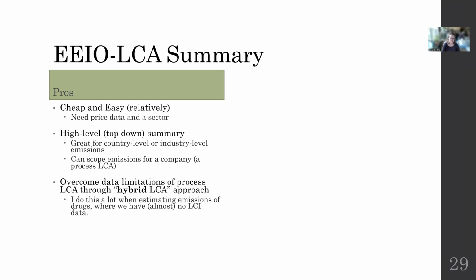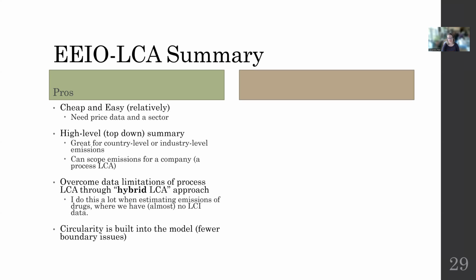And you overcome some of the data limitations of process LCA through a hybrid approach, meaning I have used EEIO models quite a bit to model pharmaceuticals because we don't have any process-based data for pharmaceuticals. It gets a little weird when you're combining the two approaches because the boundary conditions are a bit bigger in an EEIO model, but it can still be useful. And circularity is built into this model, so you have less allocation issues you have to worry about, which can be kind of nice.